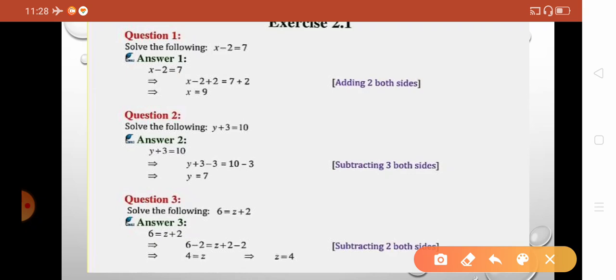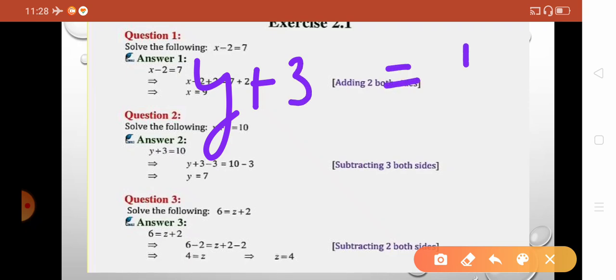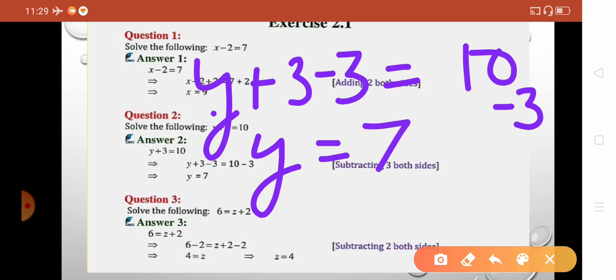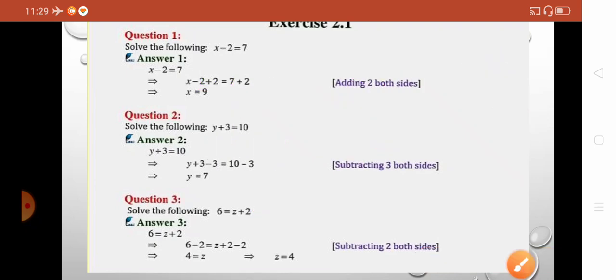Now the second one is to solve the following: y plus 3 is equal to 10. The same method you have to use. To remove plus 3 we have to operate with the opposite sign, that is minus 3. So here also we have to write minus 3. So plus 3 minus 3 will become 0, y plus 0 will become y, and 10 minus 3 will become 7. That means the value of y comes out to be 7.